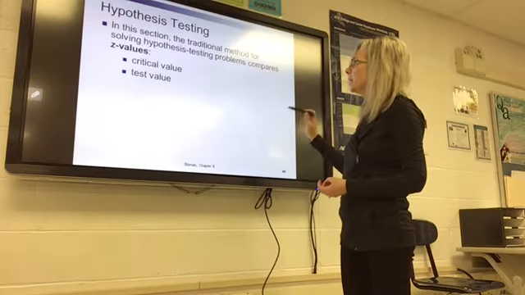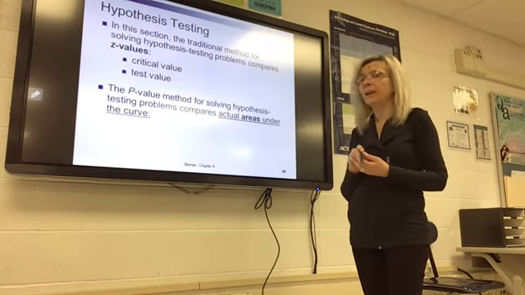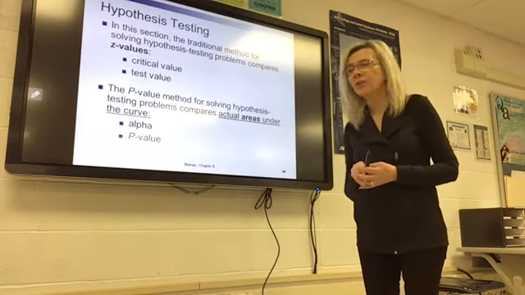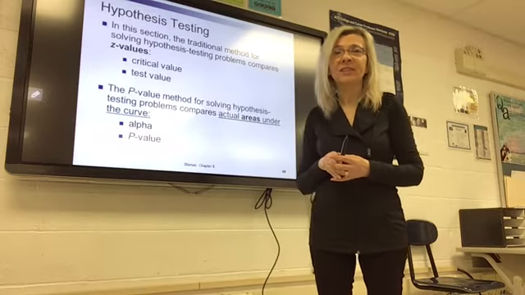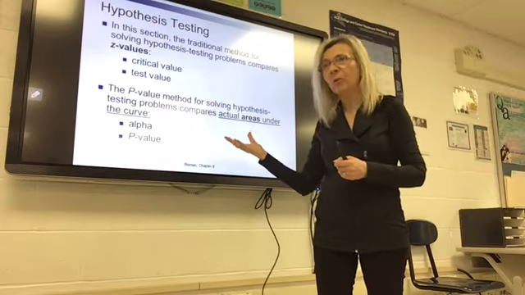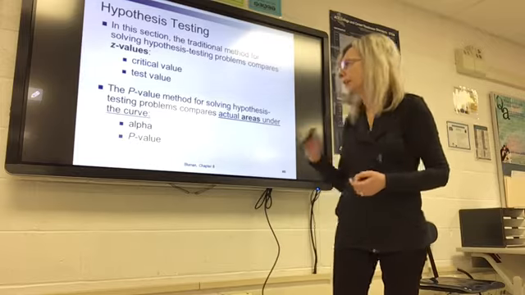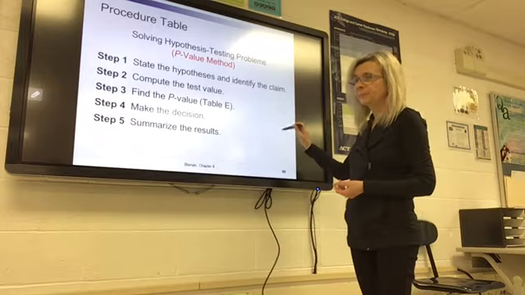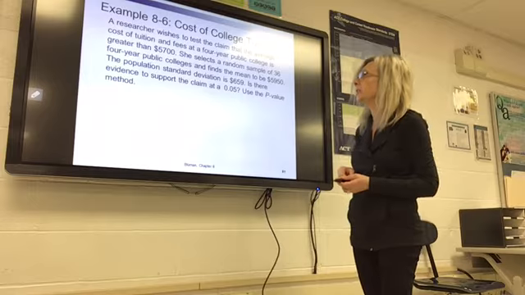And so again, this is the traditional method, critical value, test value. The p-value, as I just said, we are comparing the actual areas, which is your alpha. That's basically your critical value area, your rejection region. And the p-value, which is the area based on that test value z-score that we find. And these are our steps. We're going to do them actually on the example. So let's do the example.